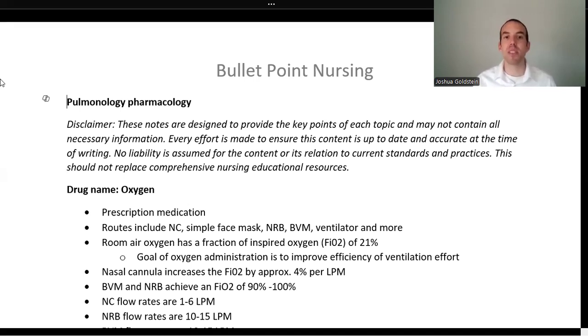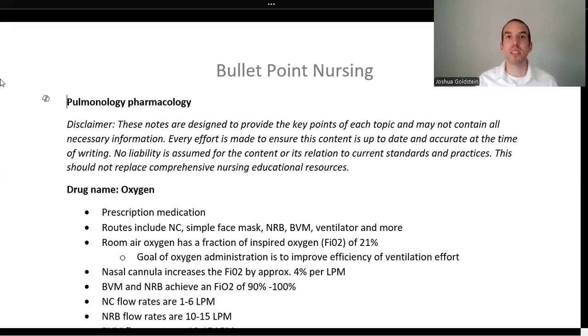Oxygen comes in a variety of routes: nasal cannula, simple face masks, non-rebreather. I'm sorry if I'm repetitive on this, but these are all fair game questions for a pharmacology respiratory exam. Room air oxygen has an FiO2 of 21%, which means that every time we take a breath, roughly 21% of that is going to be oxygen. The other roughly 79% of it is going to be nitrogen and other substances. The goal of oxygen administration is to improve a patient's arterial oxygenation, meaning to improve the amount of oxygen that makes its way all the way into our hemoglobin, into our blood, so that it can eventually make its way to our cells.